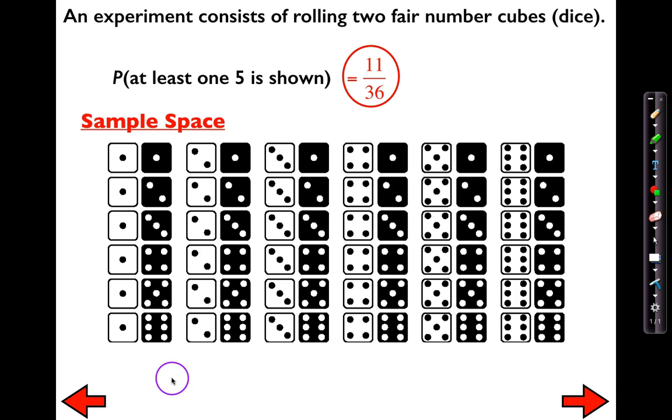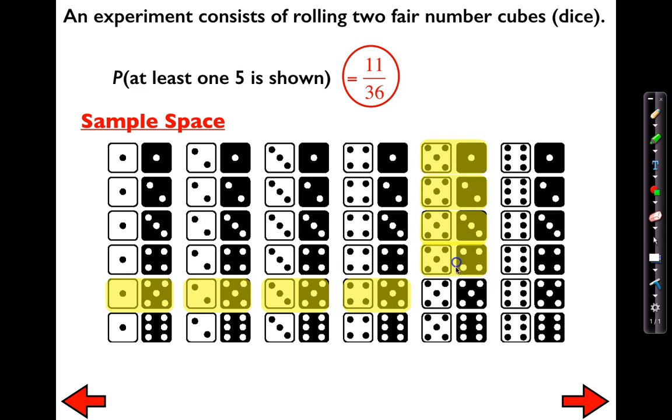Now, for a visual with the actual number cubes, you can see here, I would include all of the 5s. Okay, so here, this one had a 5, this one had a 5, this one, that one, this one, this one, this one, this one, this one, and that one. So notice all of these have a 5 showing up at least once. If you count 1, 2, 3, 4, 5, 6, 7, 8, 9, 10, 11. There are 11 total out of 36 altogether.